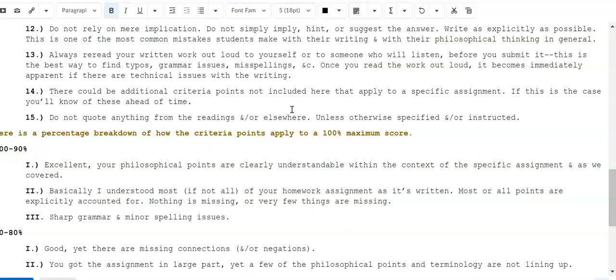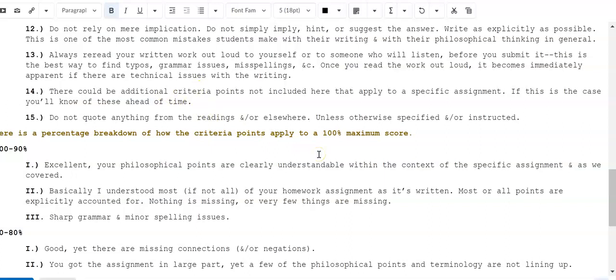Students don't often do this, and misspelling, grammar issues, etc. are the easiest way to lose points. 14, there could be additional criteria points not included here that apply to the specific assignment. If this is the case, you'll know ahead of time, okay? Because these aren't the only criteria points. Sometimes I have even more, okay?